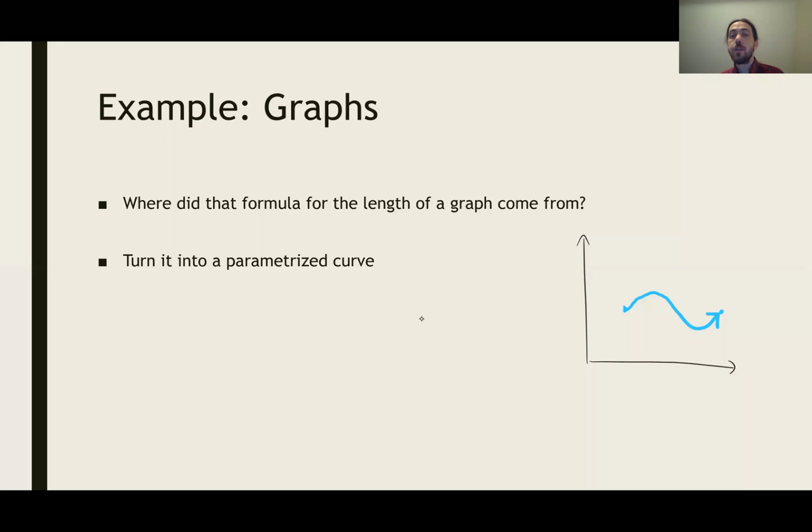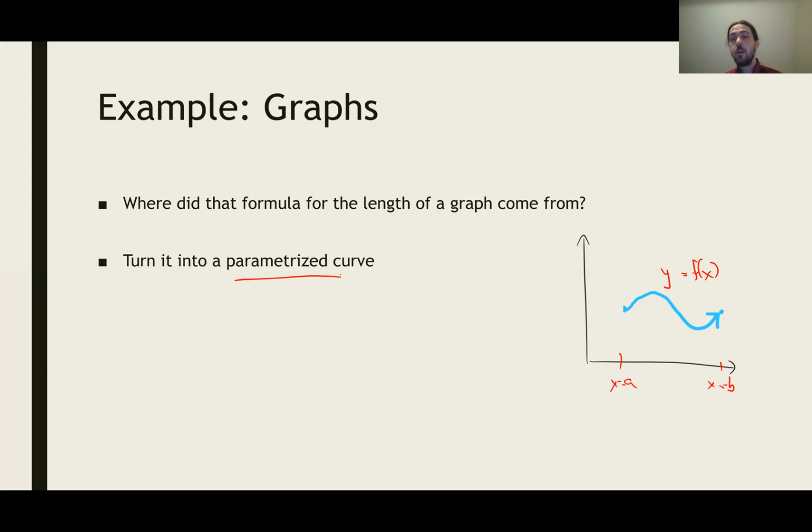The first example to go over is this one I mentioned at the beginning of last time, calculating the length of the graph of a function. If over here we have a graph y equals f of x between x equals a and x equals b, what we'd like to do is turn it into a parameterized curve.